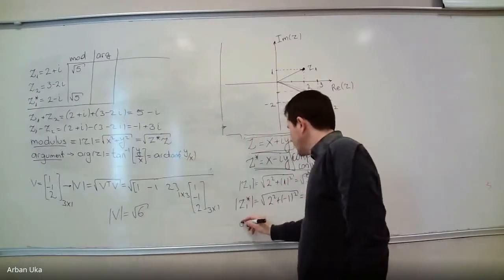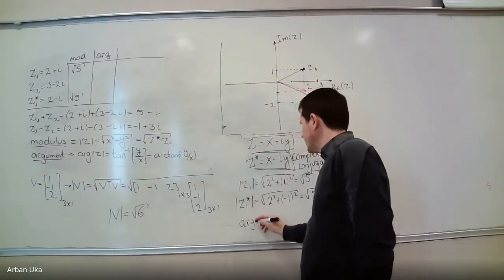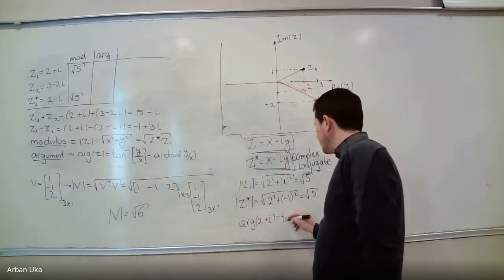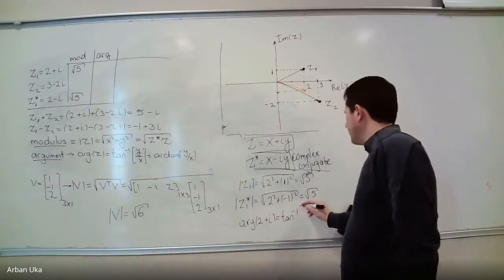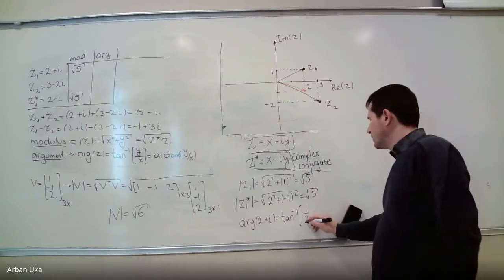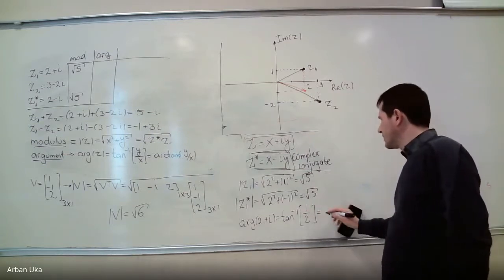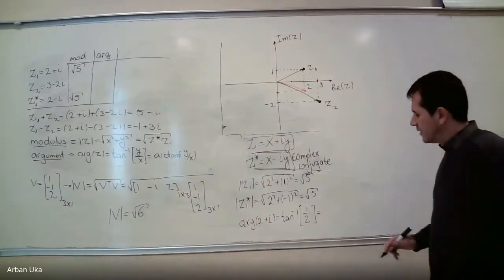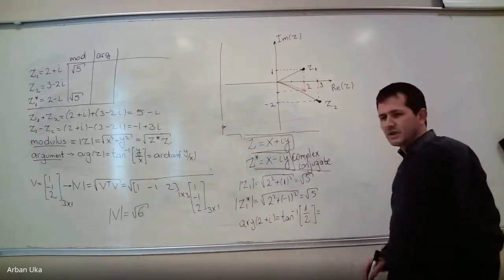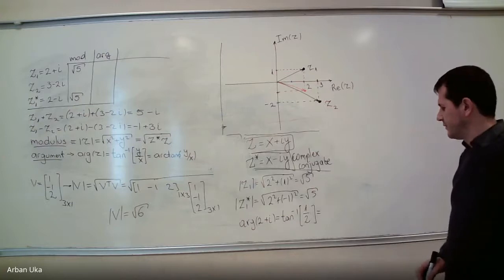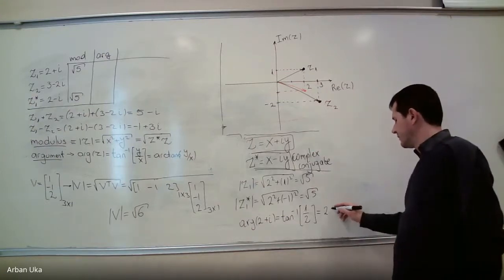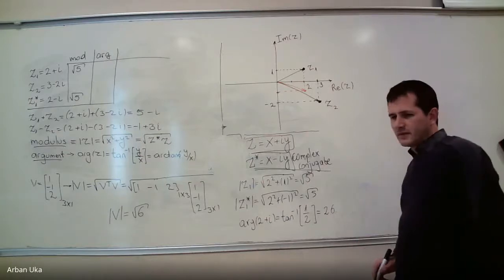Let's see what we obtain. We have here the argument of 2 plus i. This is equal to the inverse tangent of 1 divided by 2. What is the inverse tangent? Can you check this one using a calculator?